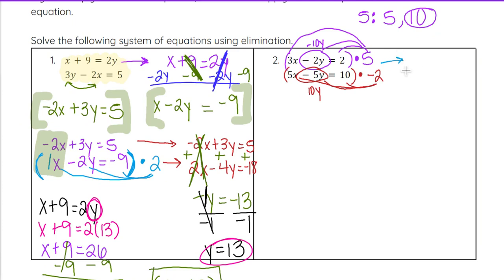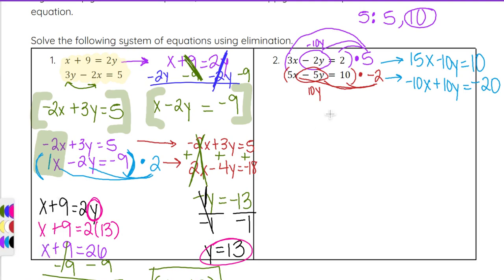So looking at the first equation, if I distribute the 5 times each term, 5 times 3x is 15x. 5 times negative 2y is negative 10y. And 2 times 5 is 10. So 15x minus 10y equals 10. For the second equation, I distribute that negative 2. So what I get, negative 10x plus 10y equals negative 20.